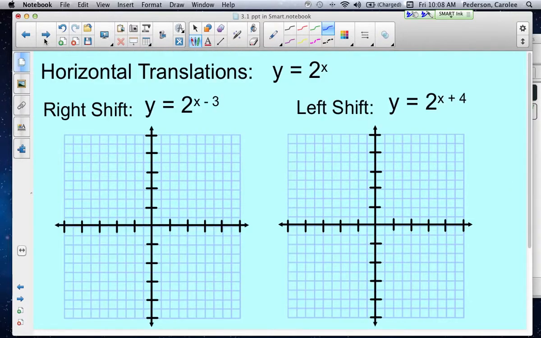If we do the transformations left and right, we call those horizontal translations. These are now in the power. They're up in the power, the exponent. And I always say think opposite. So this one's going to move it to the right, 3, and the other one's going to move it to the left, 4. So I'll graph those parent functions again.